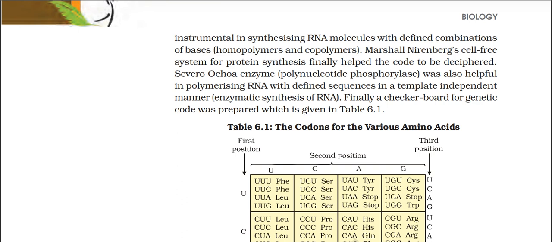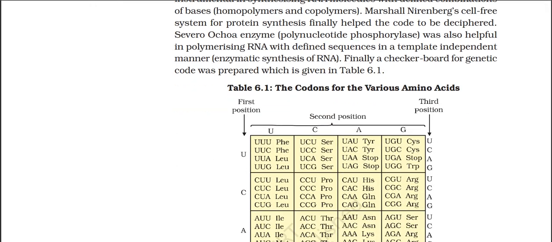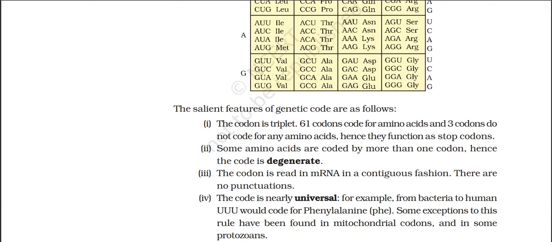Finally, a checkerboard for genetic code was prepared, which is given in Table 6.1. The salient features of genetic code are as follows. 1. The codon is triplet. 61 codons code for amino acids and 3 codons do not code for any amino acids, hence they function as stop codons. 2. Some amino acids are coded by more than one codon, hence the code is degenerate.